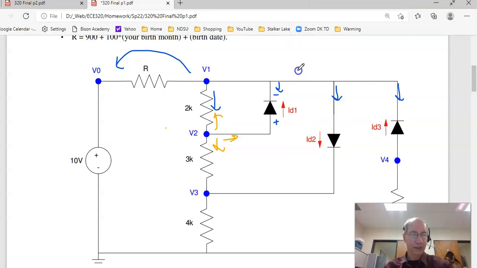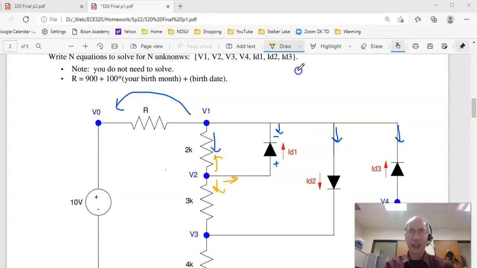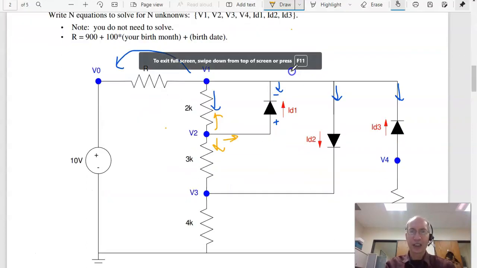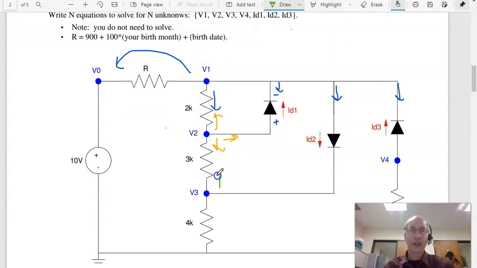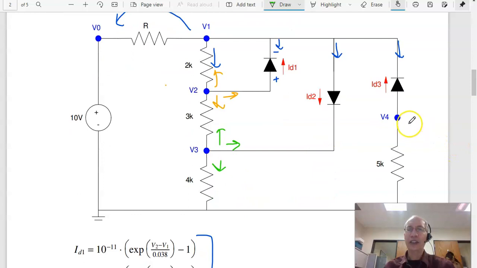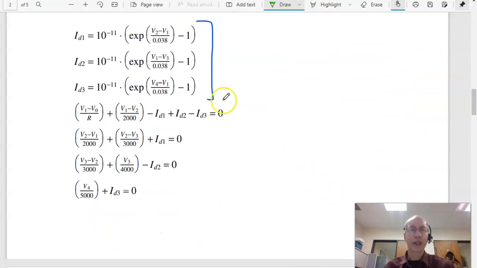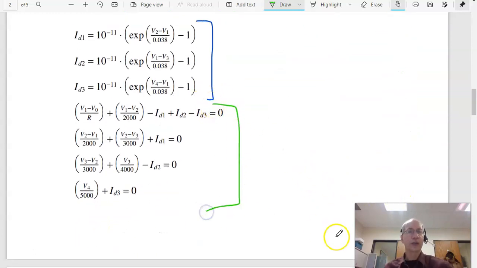Third equation. Let's do that one in green. Current up, current down, current right equals 0. V3 minus V2 over 3K plus V3 over 4K minus ID2 equals 0. And the last equation is right here. Current down, current up equals 0. ID3 plus V4 over 5K equals 0. Gives you 7 equations, 7 unknowns.